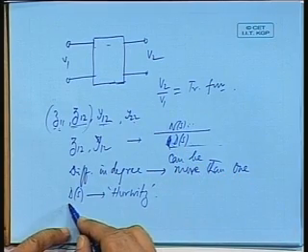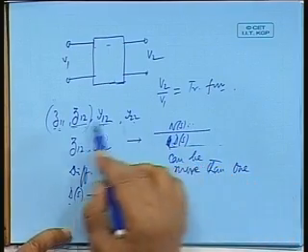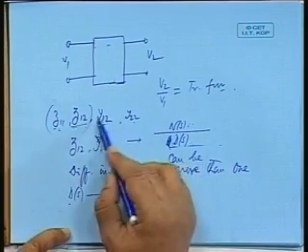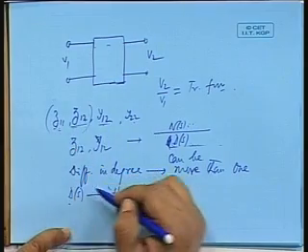So, we shall study in detail what are the conditions to be satisfied for 2 port synthesis, what are the conditions for Y11, Y12 or Z11, Z12, this pair of admittance or impedance functions.